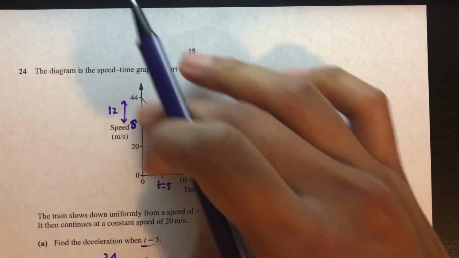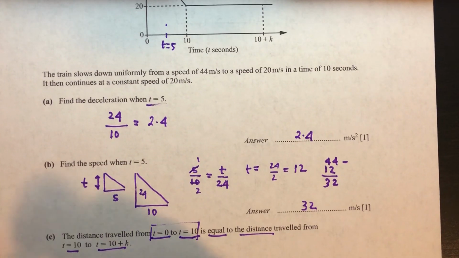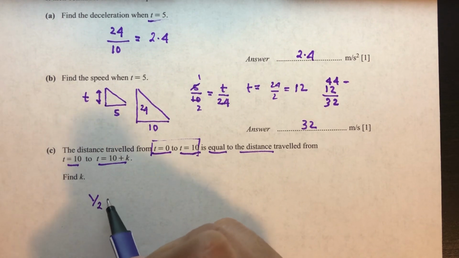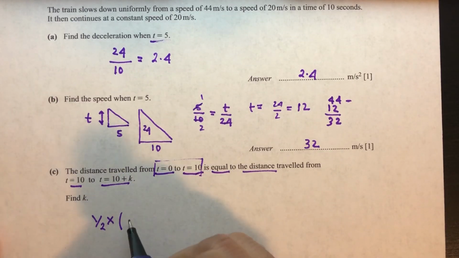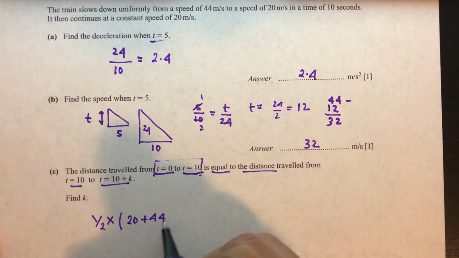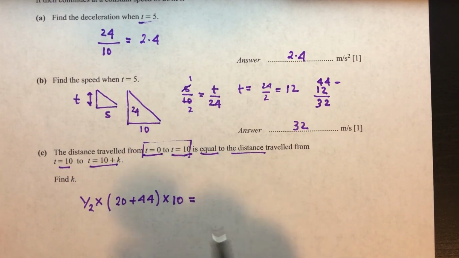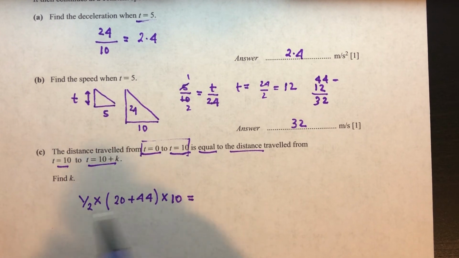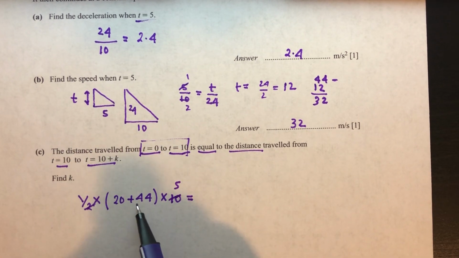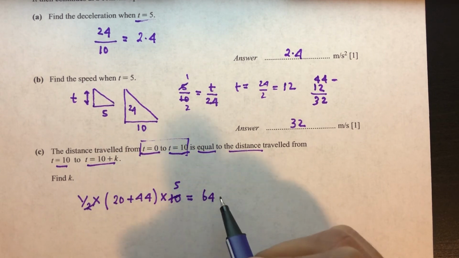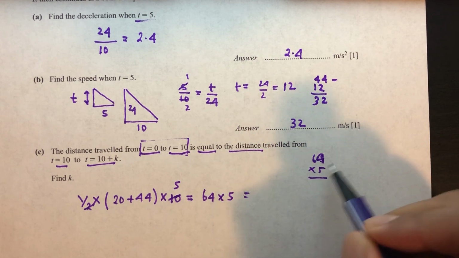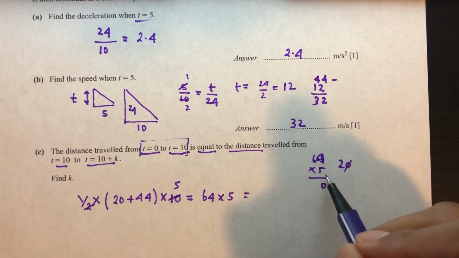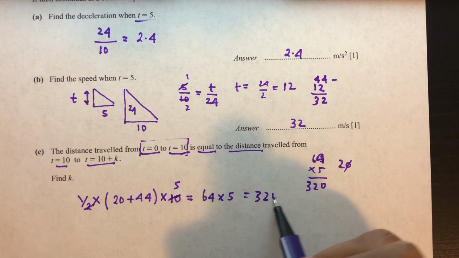We have the area in the graph, which is an area of a trapezium. So the formula for that will be half times the sum of the sides. We have 20 plus 44 times the height. The height is 10. That will be the area on the graph for t equal to 0 to t equal to 10. So we have 5 times 64, since 20 plus 44 is 64. Do the math: 4 times 5 is 20, 6 times 5 is 30, so 320. That's the area for that time.